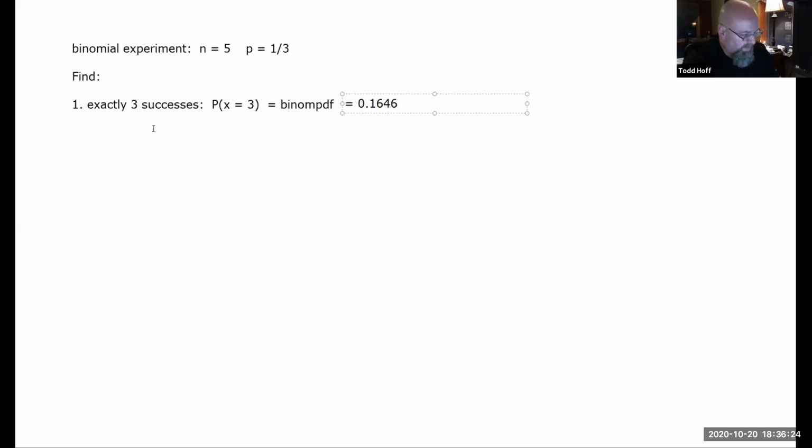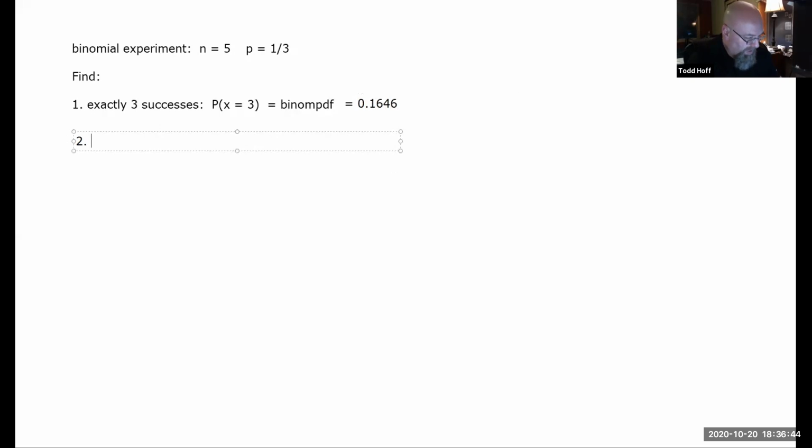So there it is, 0.1646. Well, it doesn't stay that simple. The probability of being exactly equal to a single value is simple to find. It's just that binomial PDF.